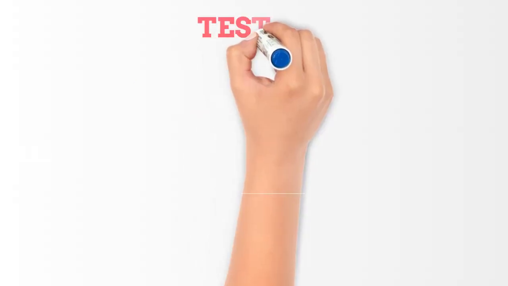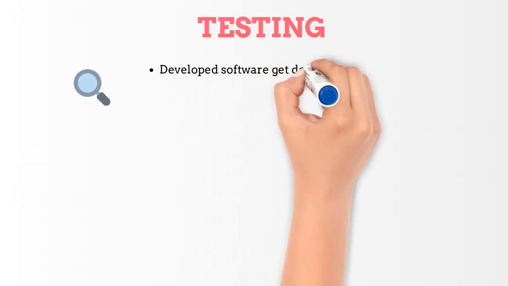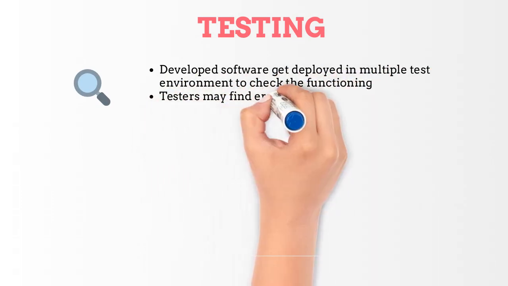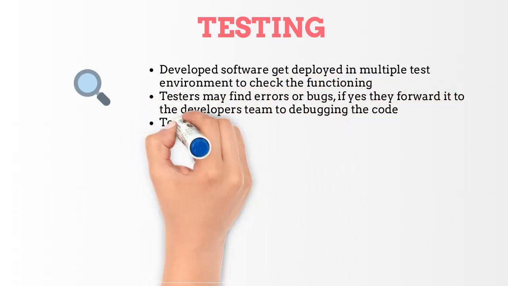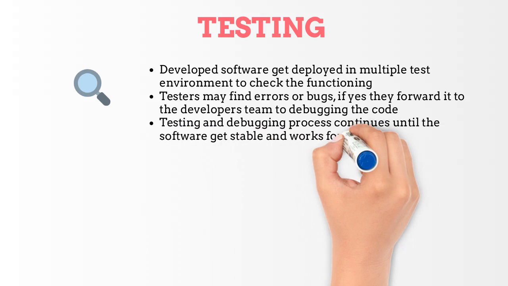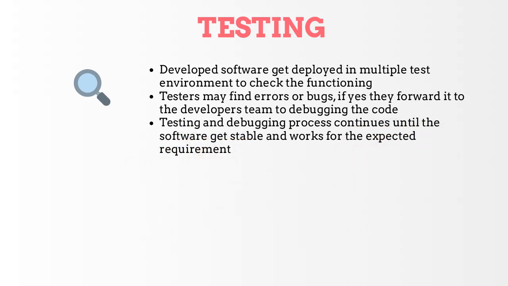In the testing phase, the developed software gets deployed in multiple test environments to check the functionality. Tester teams may find errors or bugs and they forward them to the developers team to debug. This testing and debugging process continues until the software gets stable and works for the expected requirements. In the testing phase, the BA plays a very important role by participating in testing to ensure the requirements are met and defects are identified.